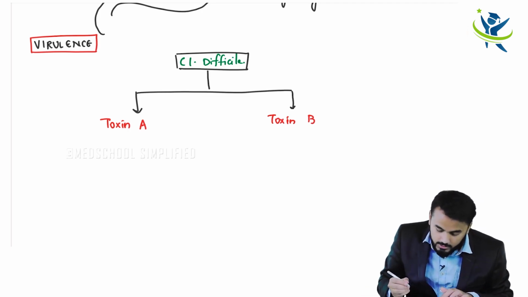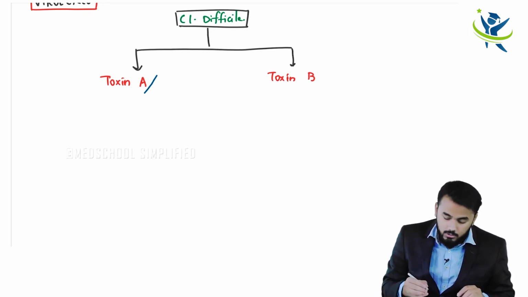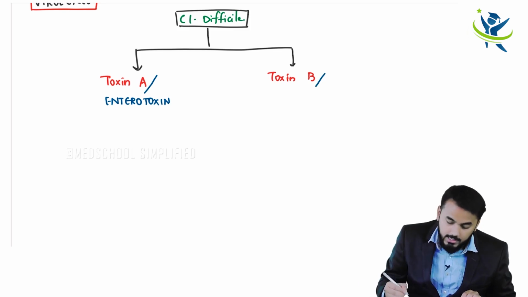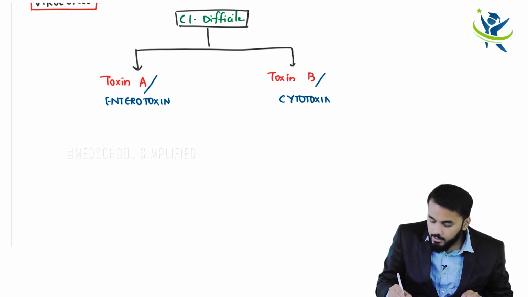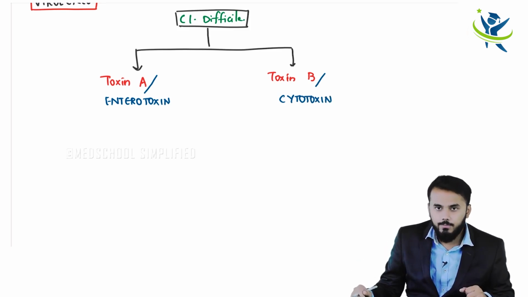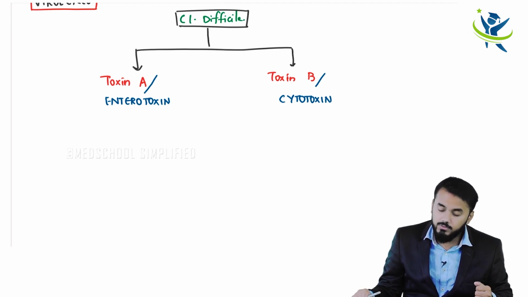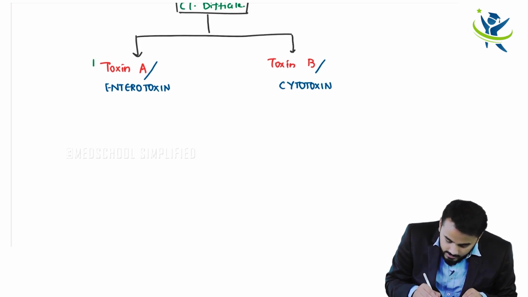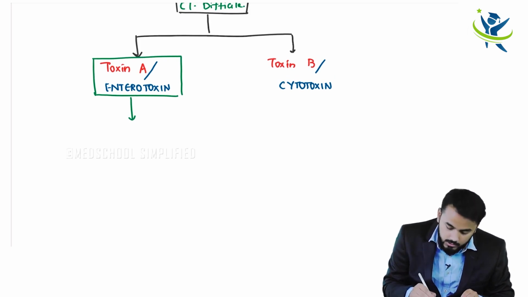So what is the other name for toxin A? Toxin A damages your intestine, it damages your colon. So this is also called enterotoxin. Then what is the other name for toxin B? Toxin B is also called cytotoxin. Why? Because it damages the cells of the intestine, the enterocytes. So one is called enterotoxin and another one is called cytotoxin, which is toxin B. So what is going to happen exactly now? This toxin A or enterotoxin is the toxin which is going to cause watery diarrhea.